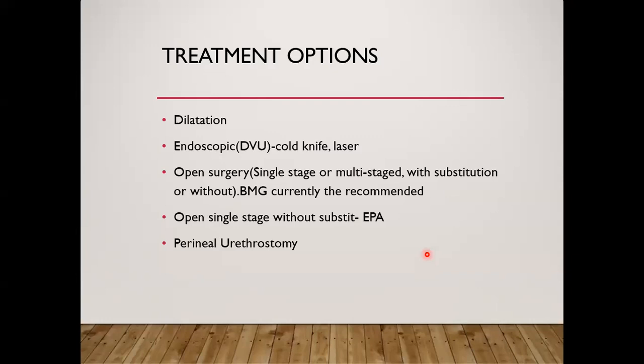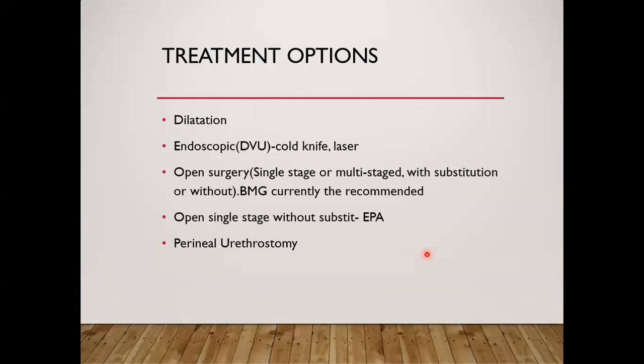And if you do open single stage without substitution, it is called EPA, excision of the stricture and primary anastomosis. That means you see the stricture, you operate through the perineum, identify the urethra, identify where the stricture is, cut off the stricture, and re-anastomose.